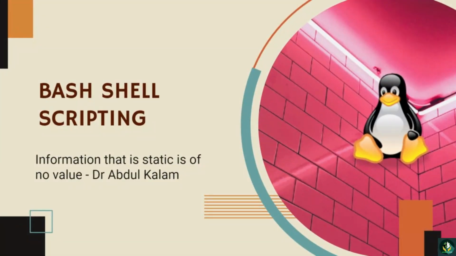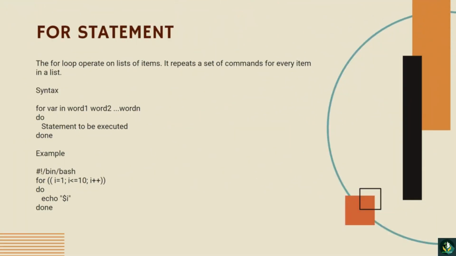Welcome back. In this section we are going to look at the for statement. The for loop operates on a list of items. It repeats a set of commands for every item in a list. Syntax: for variable in word 1, word 2 to word n, do statements to be executed, and the last line will be done. So this is the for loop.